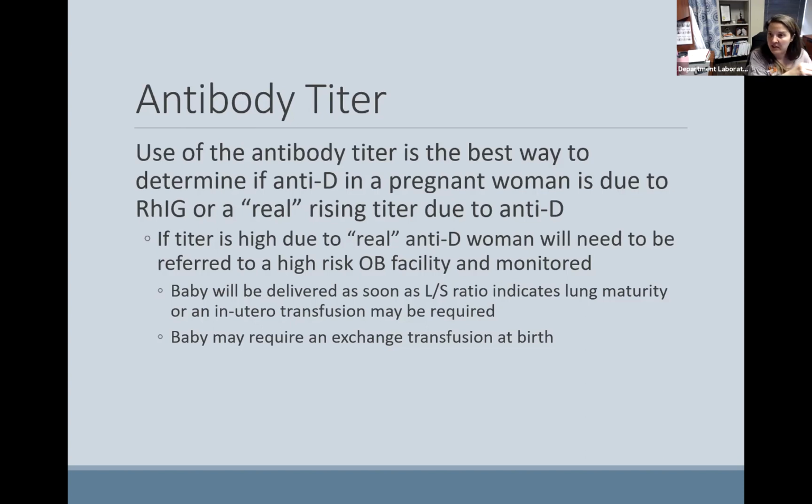And again, if that patient has true anti-D and that titer is continuously going up, that patient will probably result in early term delivery.